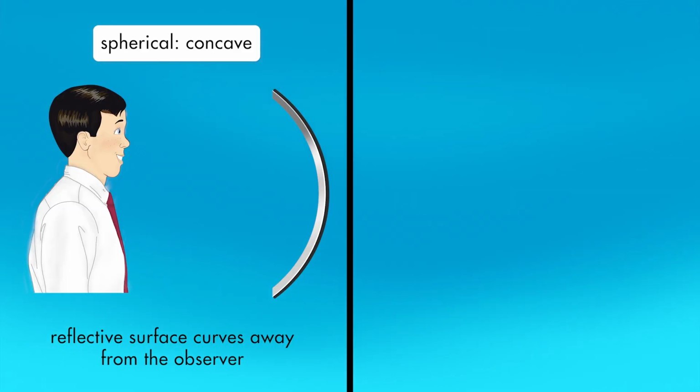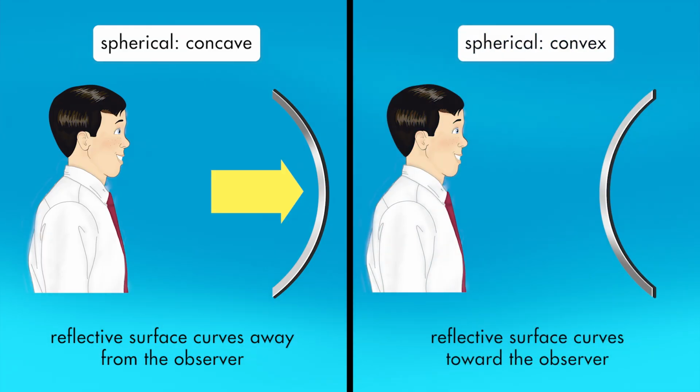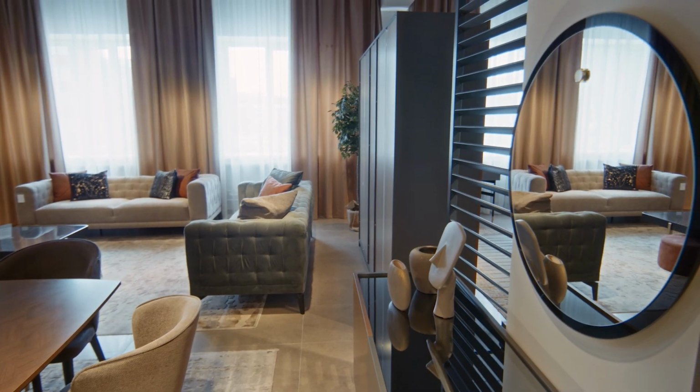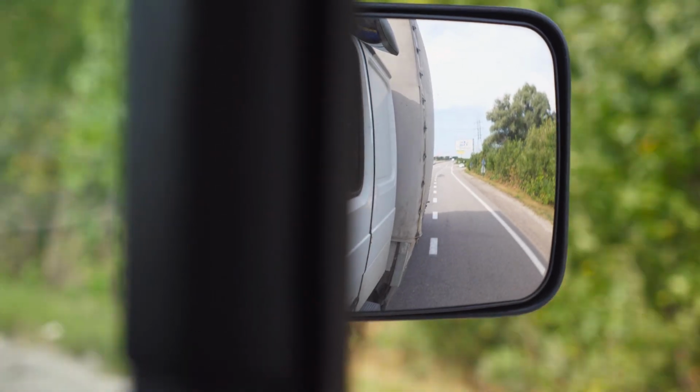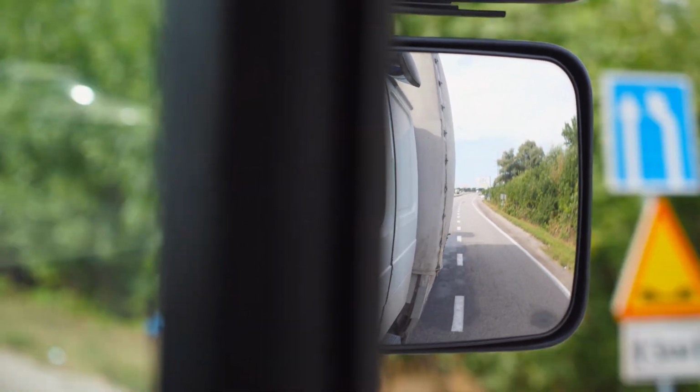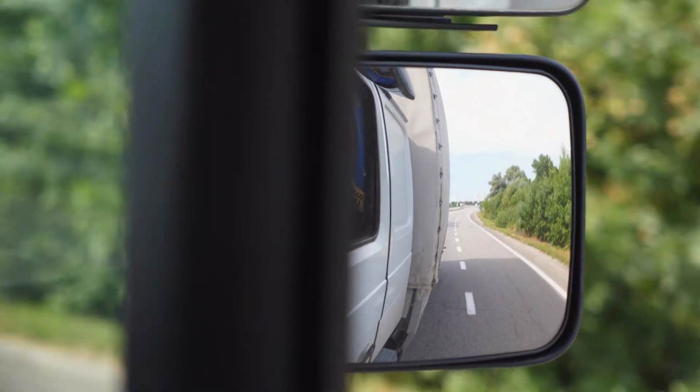A spherical mirror is concave if its reflective surface curves inward, away from the observer. It is convex if its reflective surface curves outward, toward the observer. Keep in mind that the words plane and spherical refer to the shape of the reflective surface of the mirrors, not their outside shapes. A plane mirror can be round as long as its reflective surface is flat. Likewise, a spherical mirror can be square as long as its reflective surface is curved.